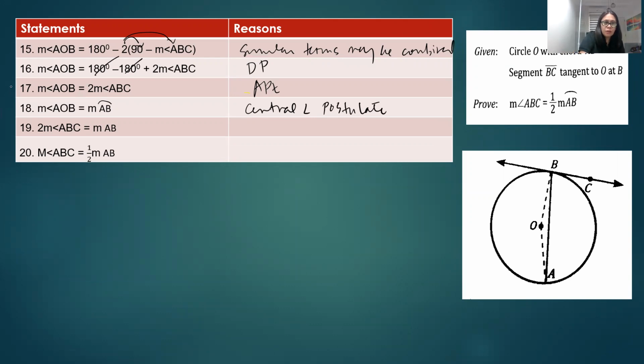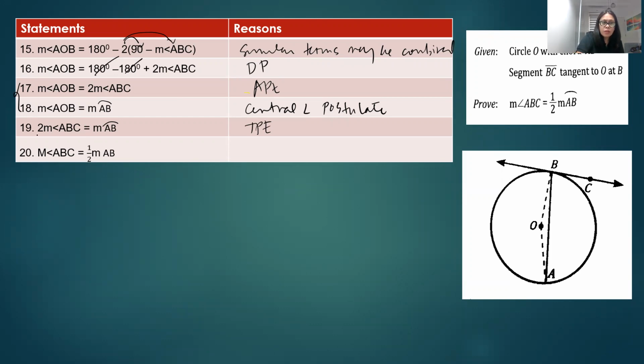And then working on the two previous statements here, we come up with twice the measure of angle ABC equals measure of arc AB. Since the left sides here are the same, we consider that the right sides are equal. So we got this one, and this is about the transitive property of equality.